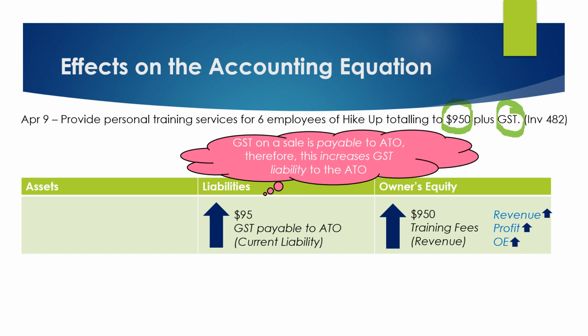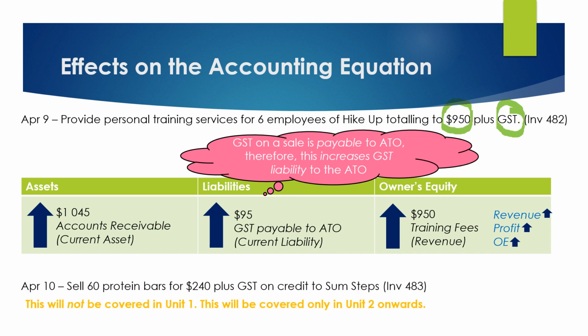Next, because we know that this is a credit transaction, we know that HiCup, our customer, has now become our accounts receivable because HiCup owes us. And therefore, this leads to an increase in assets by $1,045 as a result of recognizing HiCup as our accounts receivable.